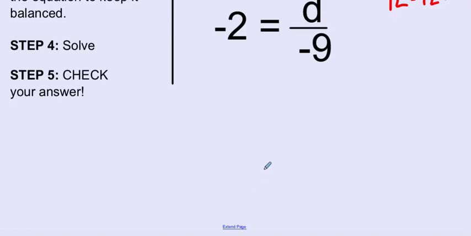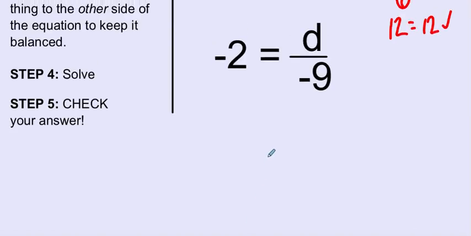What happens if there are negatives involved? Ooh, and this one's a little bit even more tricky. It has the variable on the other side. I'm still going to take the same steps.